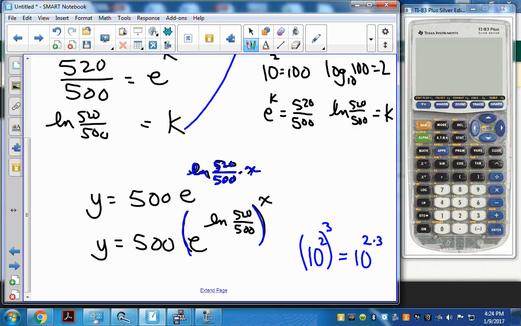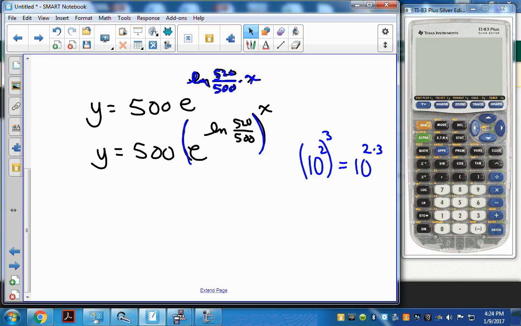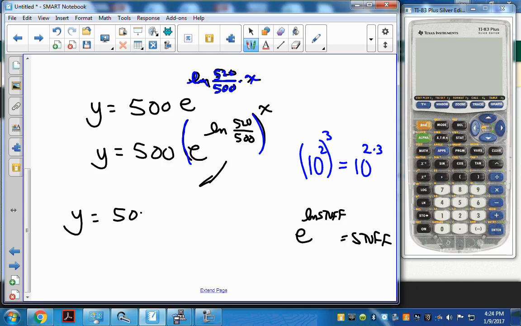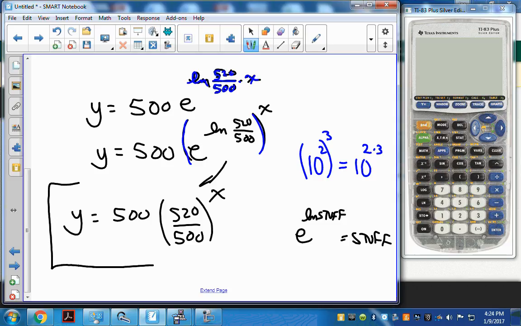Now, why do I do that? Well, from pre-calculus again, you should note that e to the natural log of stuff is stuff. So this parenthetical expression here can simply be rewritten as 520 over 500. So we have y is equal to 500 times 520 over 500 raised to the x power. Okay, and that in fact is our solution to the problem. That is the function that has a derivative that's directly proportional to the original function.